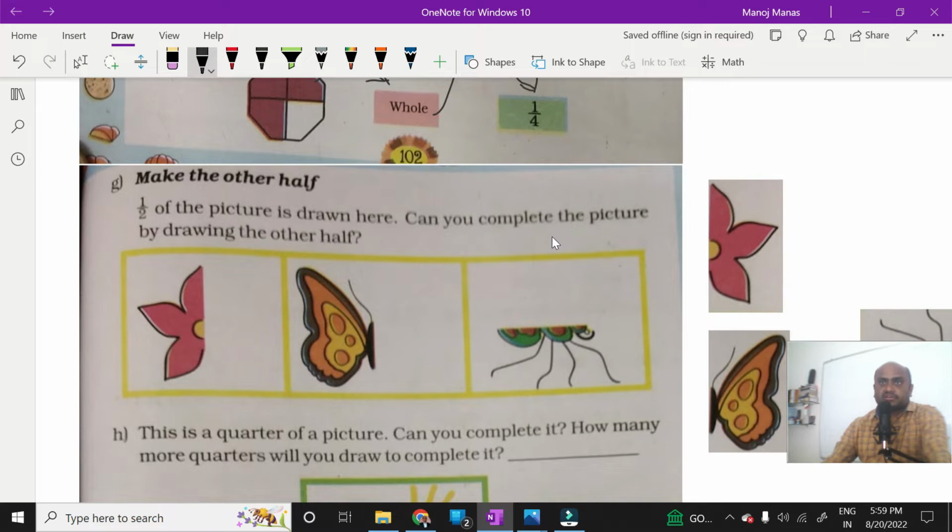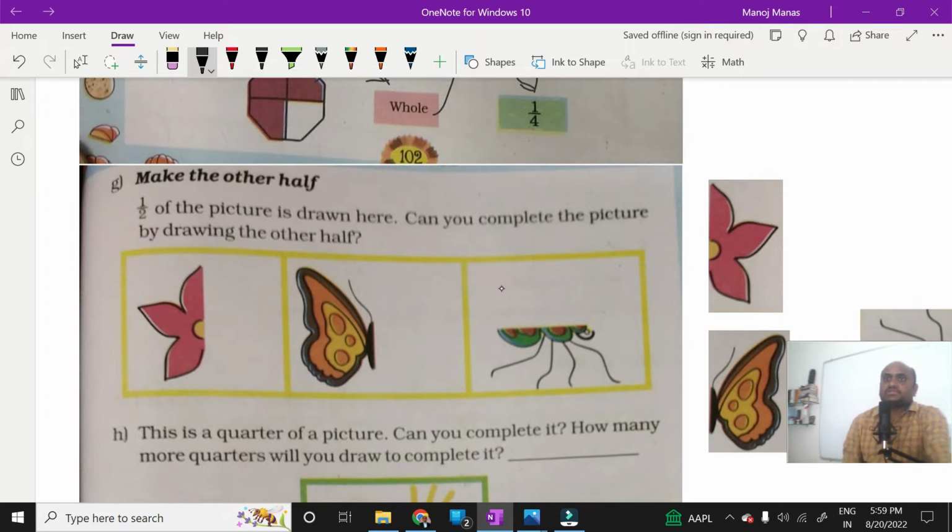Make the other half of these three pictures. Half of the picture is drawn here. Can you draw the complete picture by drawing the other half? How can you do that? You have to check: all these three figures and the one more which is coming here are all of symmetric type.